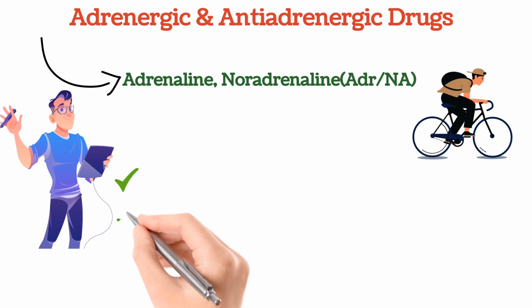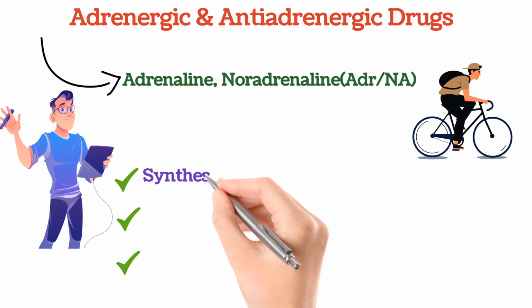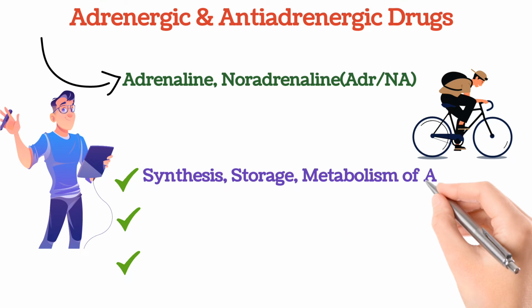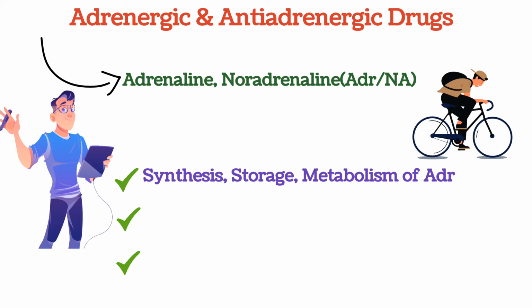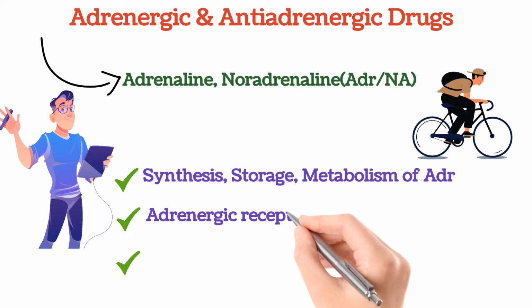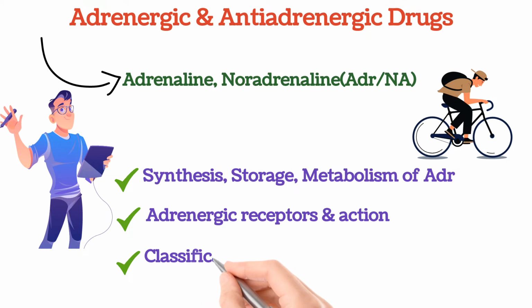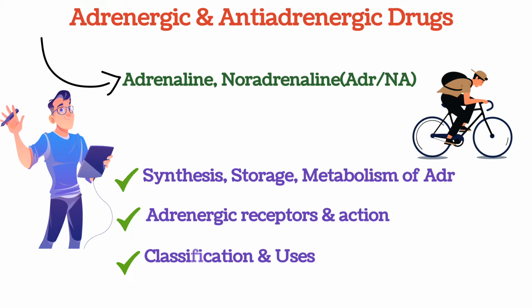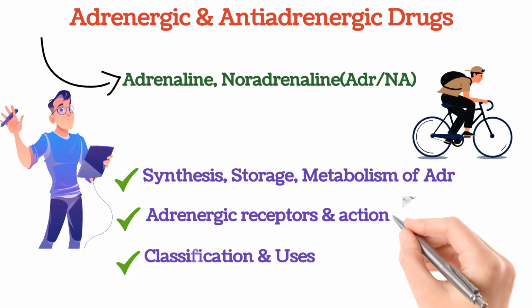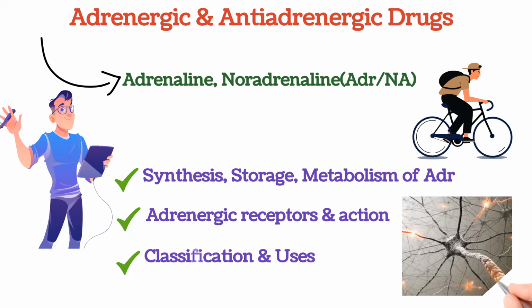So in this video we are going to learn about the synthesis of adrenaline, their storage and metabolism, and how it performs its action. Then we will go through adrenergic receptors and actions, classification and the uses of these kinds of drugs. We will discuss adrenergic drugs first, then anti-adrenergic drugs. Alright, so let's begin one by one. First one is adrenergic drugs.